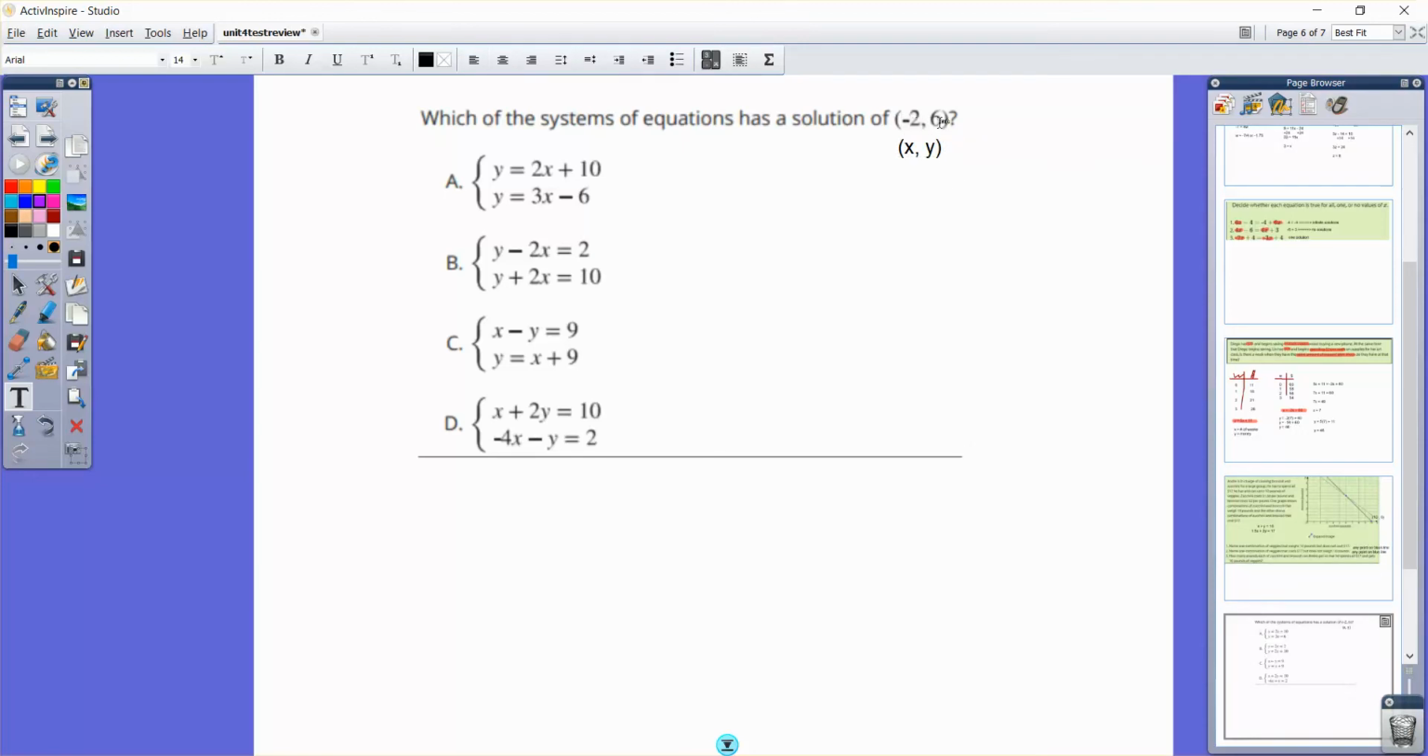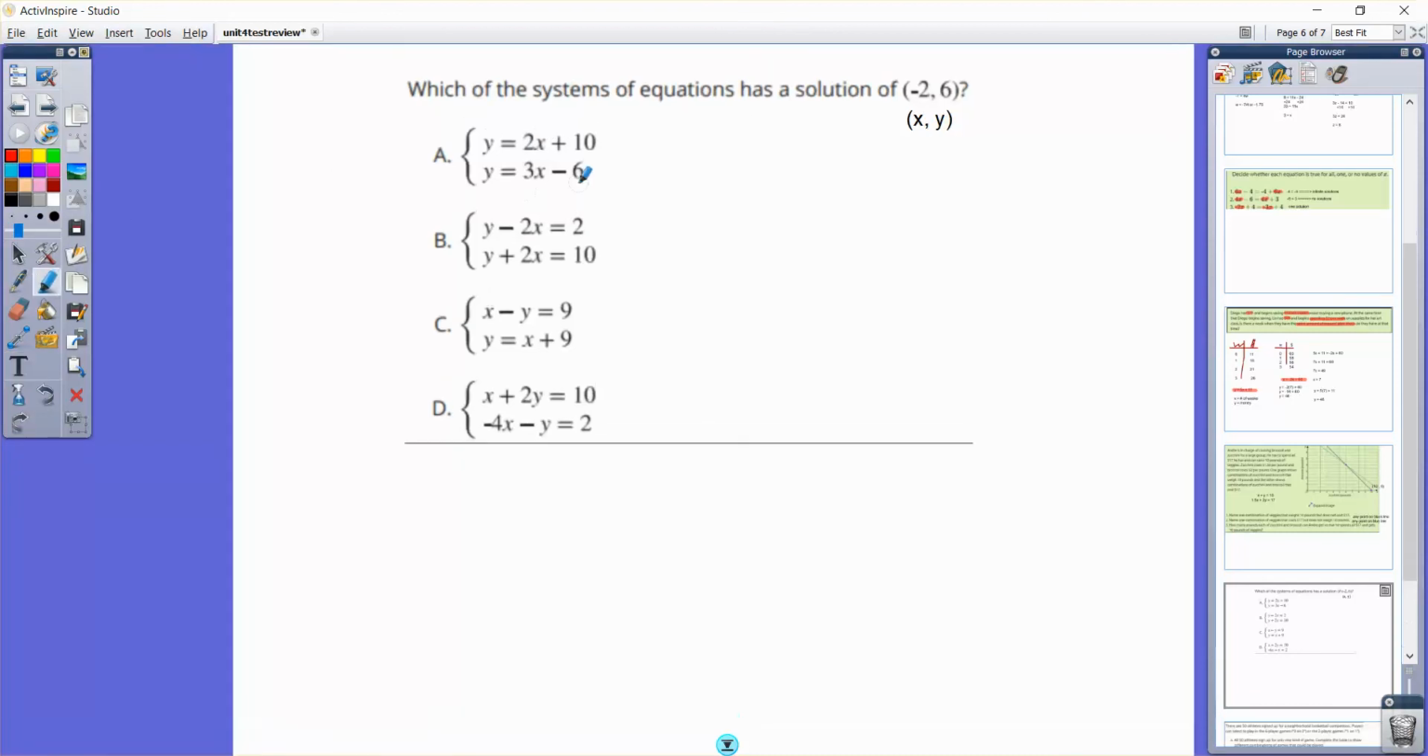So if -2 is x and 6 is y, let's see what happens here. If I look at A, 2 times -2 is -4. -4 plus 10 is 6. So it works in the first equation, so let's give that a check. But if I plug in -2 here, that's -2 times 3, which is -6. -6 minus 6 is -12. So it's not 6, it's supposed to be 6, so it doesn't work for the first one.